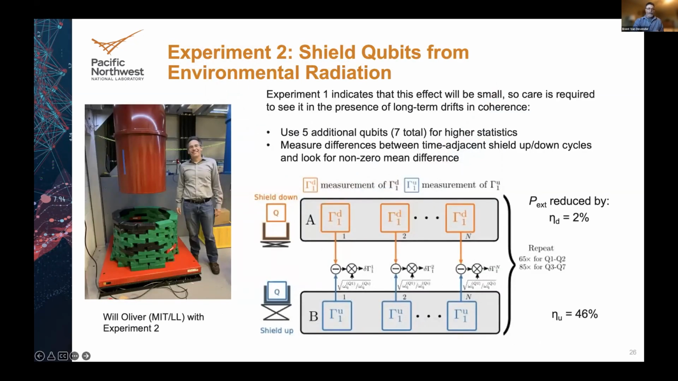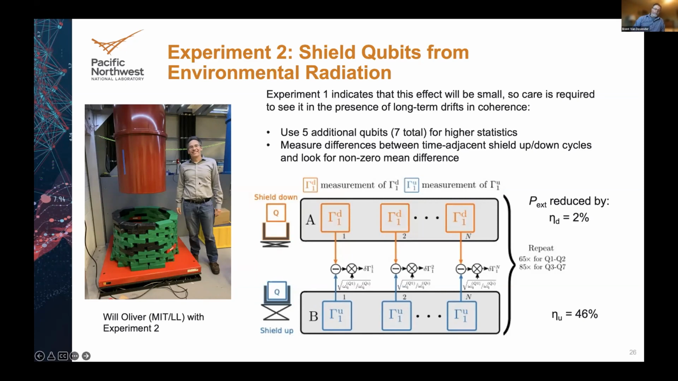I am running behind, so I'm going to skip our second experiment, but I'll just quickly say that if you can add radiation and degrade their performance, you should be able to shield the devices from radiation and improve the performance. We did that experiment. We built a lead shield. That's what's on this scissor lift sitting at the bottom. We can raise that lead shield up and put it around the dilution refrigerator. The qubits are right about the middle of that.